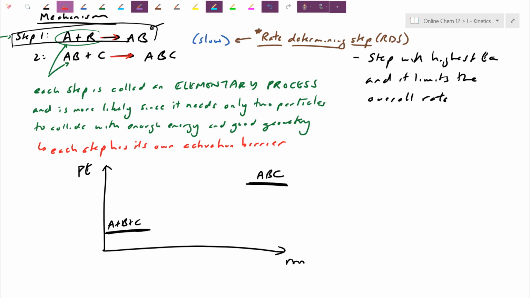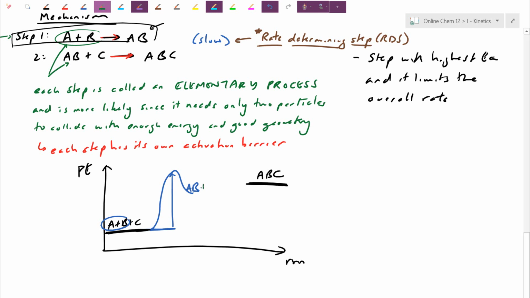3 particle collisions all at once are not very likely. The energy hill may be ridiculously tall. What I've done in showing you the mechanism is show you that it actually takes place in 2 steps. The first step has a relatively high barrier. It's the one that's the rate determining step. This activation barrier actually makes it really hard for A and B to first combine together. The C actually didn't do anything.